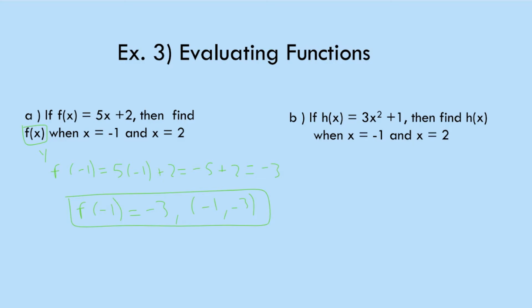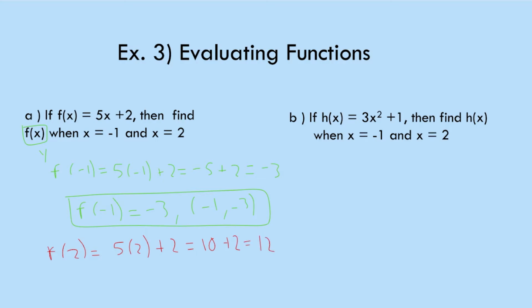So for the next one, I'm going to plug in x equals 2 into my equation. So how do I write it again? It's going to be f of 2. I'm going to plug it in: 5 times 2 plus 2. Let's work this out. 5 times 2 is what? 10. Plus 2 is equal to 12.